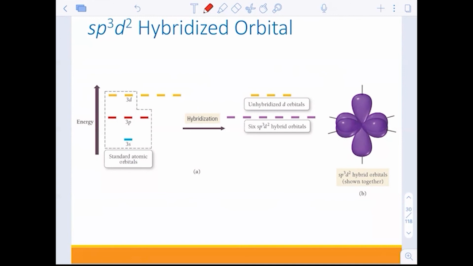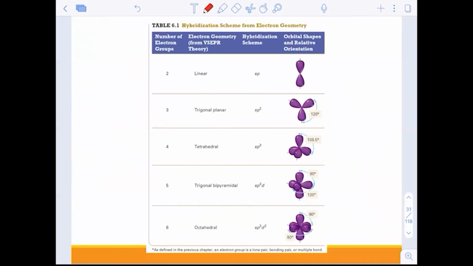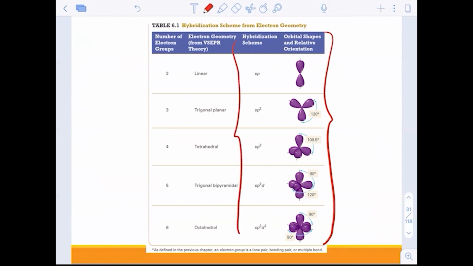So this chart, we should add in this last, or the last 2 columns. The hybridization gets put into this chart really to be able to say, if I know the number of electron groups, yes, I can take the VSEPR theory, electron geometry. Now I know the hybridization and I know the orbital shapes. So we're really adding to our previous chart there in chapter 5.